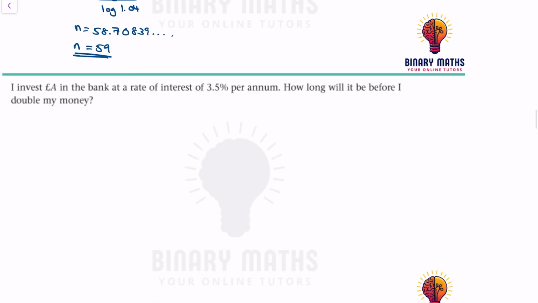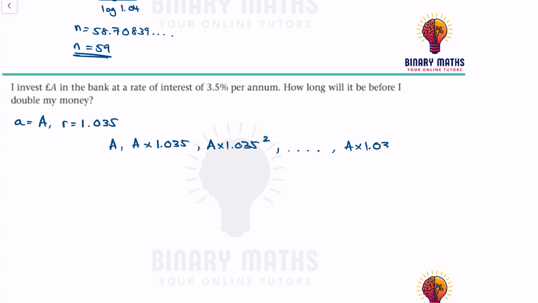I invest £A in the bank at a rate of interest of 3.5% per annum. So that means A is equal to capital A. How long will it be before I double my money? My common ratio, because it's increasing by 3.5%, my multiplier is 1.035. So my first term will be A, my second term will be A times 1.035 after 1 year. After 2 years, it will be 1.035 to the power of 2, all the way up to the end of n years, which will be A times 1.035 to the power of n.